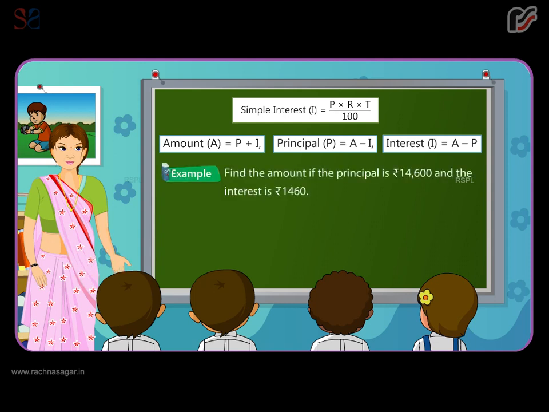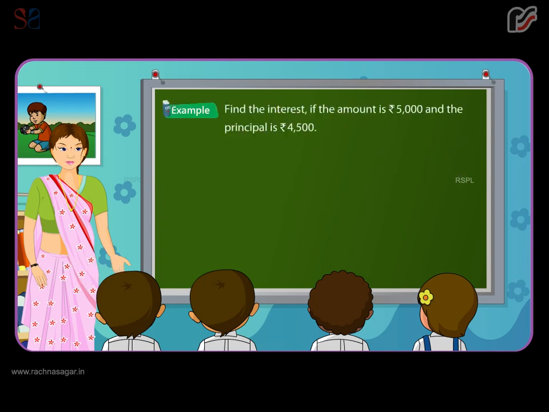Example: find the amount if the principal is 14,600 rupees and the interest is 1,460 rupees. Solution: A is equal to P plus I is equal to 14,600 rupees plus 1,460 rupees is equal to 16,060 rupees.